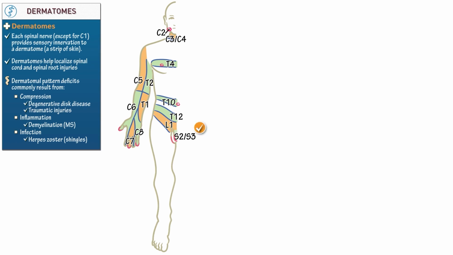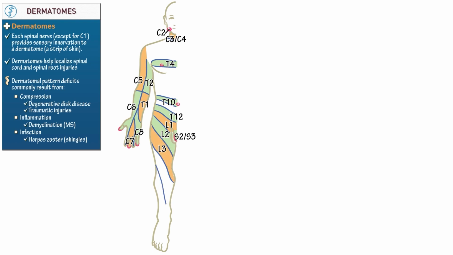Show that S2 and S3 cover the genitalia. Note that intertextual variation exists regarding which of these roots predominates this innervation. Now show the sloping dermatomal coverage of the anterior lower extremity. Show that L2 begins its descent from the superolateral anterior lower extremity, followed by L3.